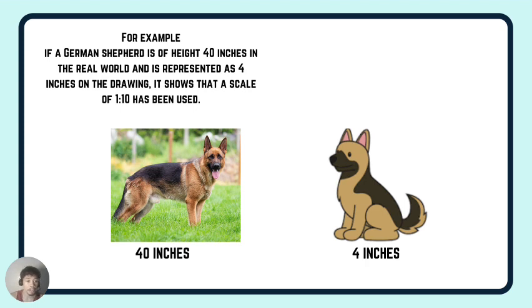Here, the German Shepherd has a height of 40 inches in the real world and is represented as 4 inches in the drawing. It shows that a scale of 1 to 10 has been used. So we can see the difference between the real object and the one we drew.